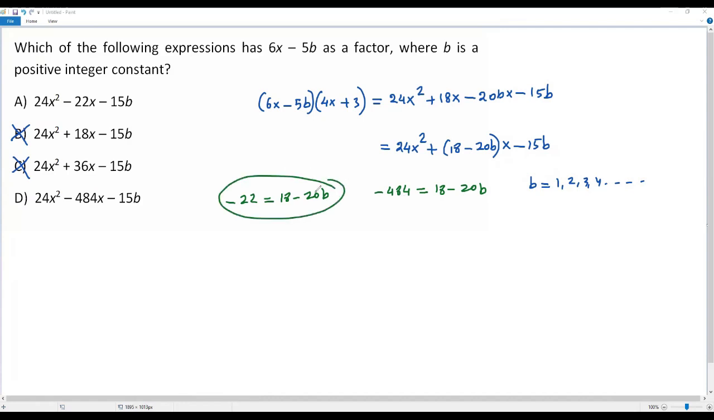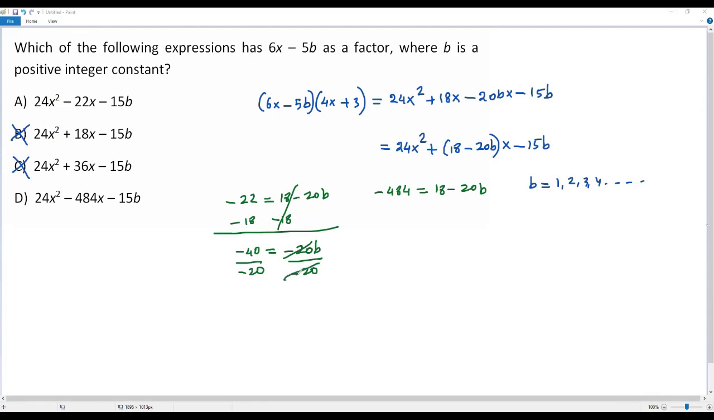Now let me solve for b in the first equation. Let me subtract 18 from both sides of the equation. Then positive 18, negative 18 will cancel out. I am getting negative 40 on the left side. On the right side, we have negative 20b. Let me divide both sides of the equation by negative 20. Then this negative 20 will cancel out. Here the negatives will cancel out. When I divide 40 by 20, I am getting 2. On the right side, we have b. Here I got the value of b as 2. It is a positive integer constant.